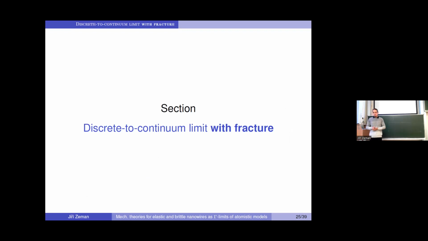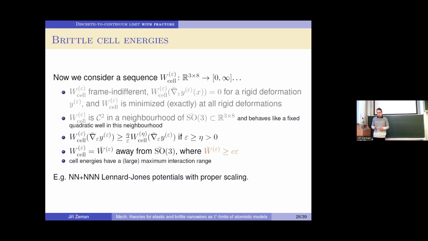And now we can get to the fracture modeling. I will first introduce the model and some specific examples, and then I will show you how to prove the gamma convergence result. We need to change modeling assumptions. So this time we consider a sequence of cell energies, or if you want, a sequence of materials that become more and more brittle. And some assumptions are the same as in the elastic case, but there are some new ones.